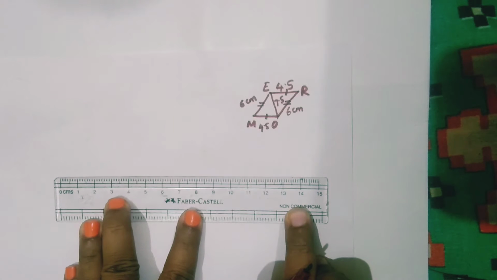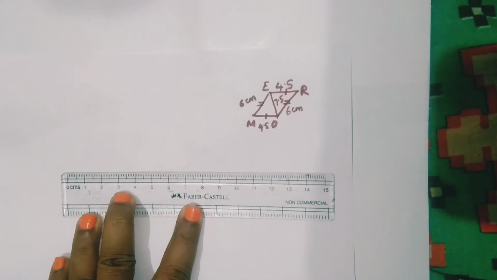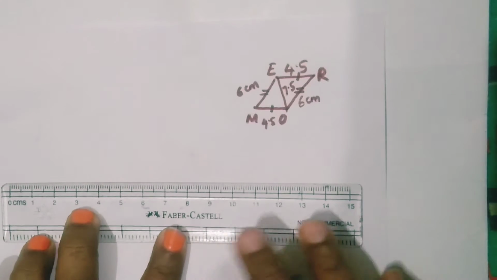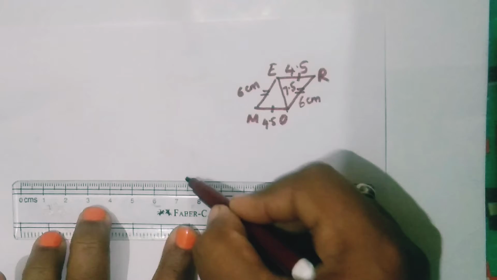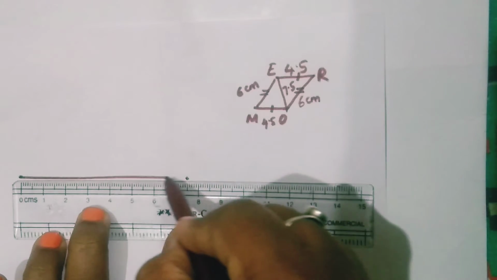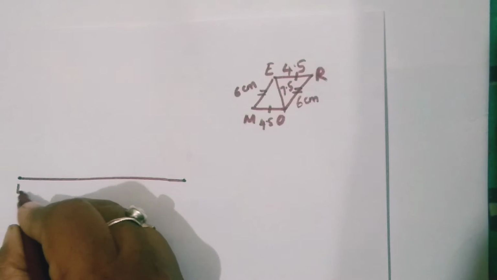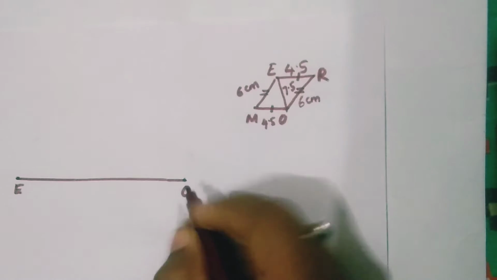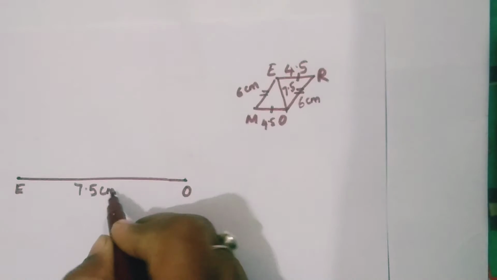So now here when you see, the diagonal here, OE, is the diagonal, which is 7.5 cm. So first we will draw a line of 7.5 cm and do the naming, EO, and write its measurement, that is 7.5 cm.